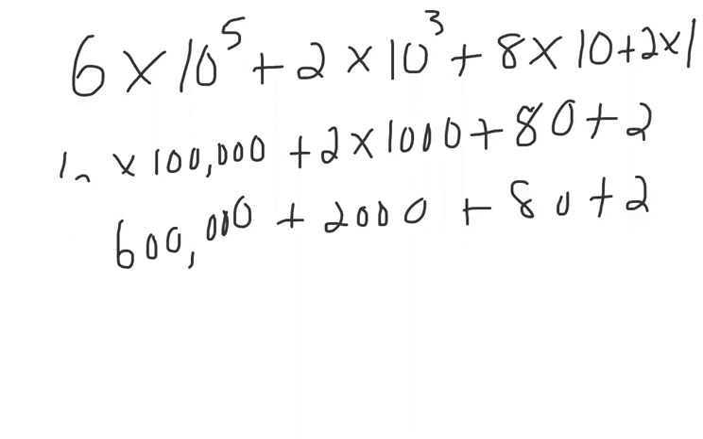So the answer is going to turn out to be 602,082. All right, 602,082. And there's your answer. And that's it. That's writing Hindu Arabic numbers, guys, in expanded form and doing it in reverse. So we take the expanded form and rewrite it in condensed form as a Hindu Arabic number.